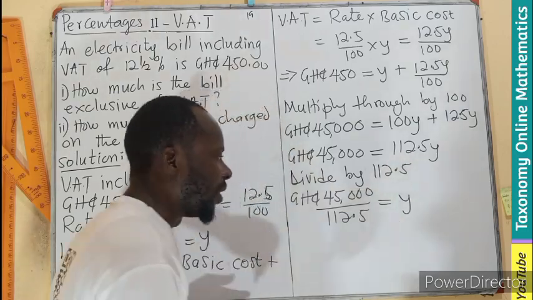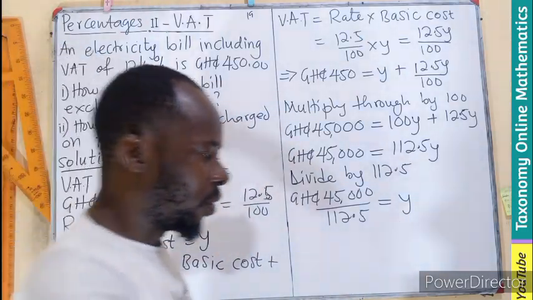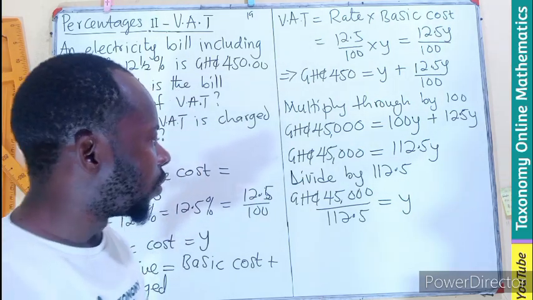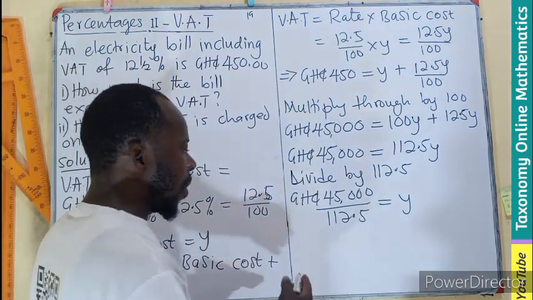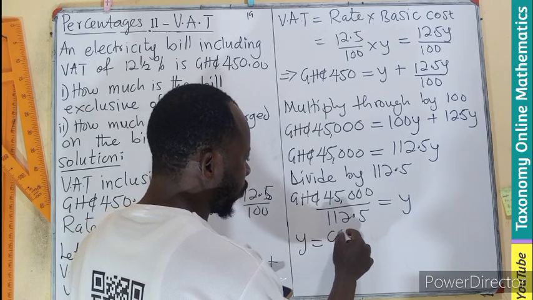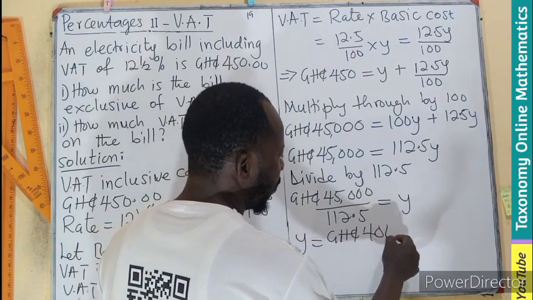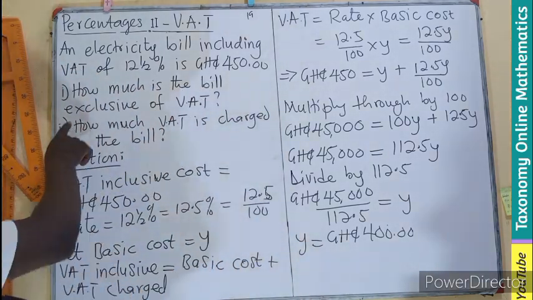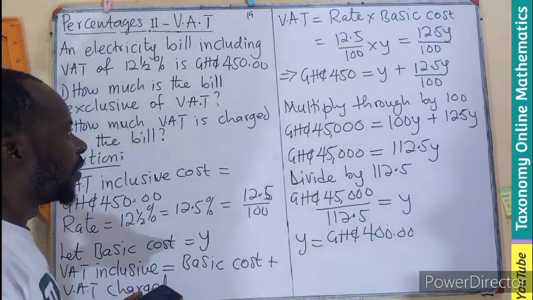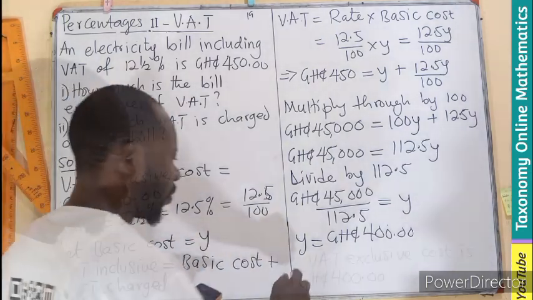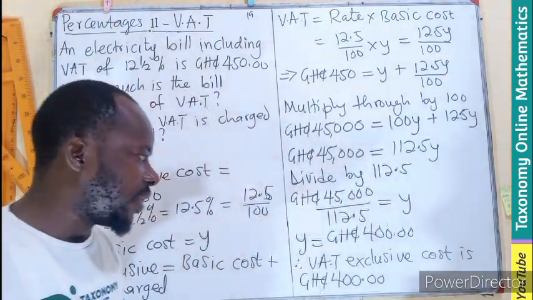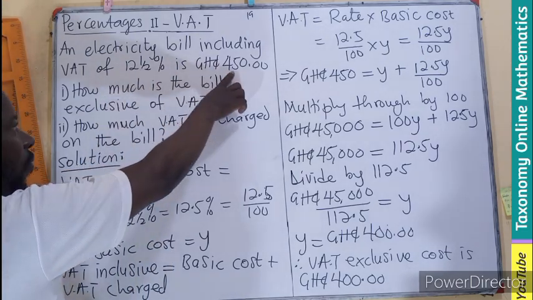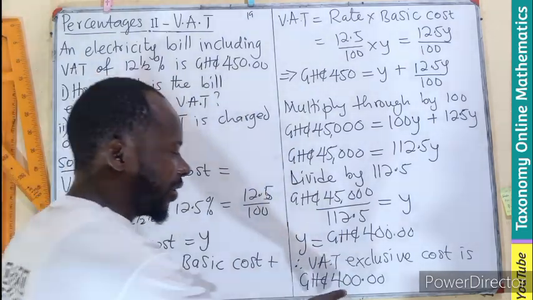Let me still maintain space and have that being cut out. So let's put that on the calculator and see. Okay, so if we divide that, your y will be equal to 400 Ghana cedis. So this 400 is talking about how much VAT exclusive. So the VAT exclusive cost is 400. Remember, the VAT including the tax is 450. Without the tax is 400.